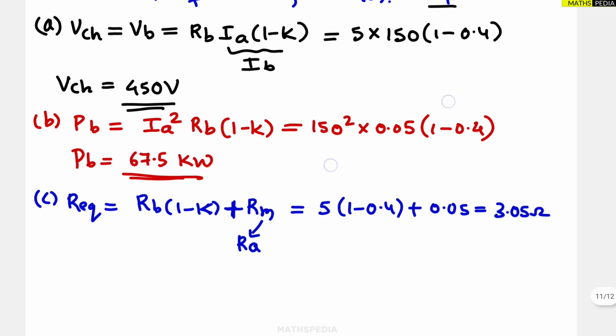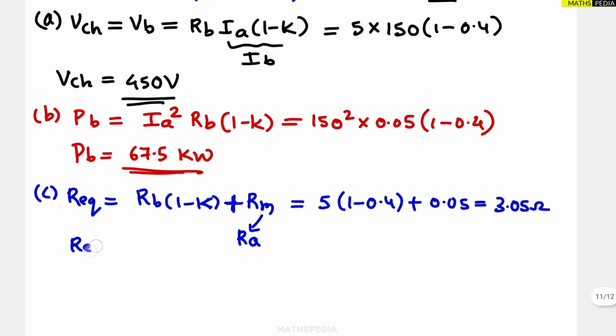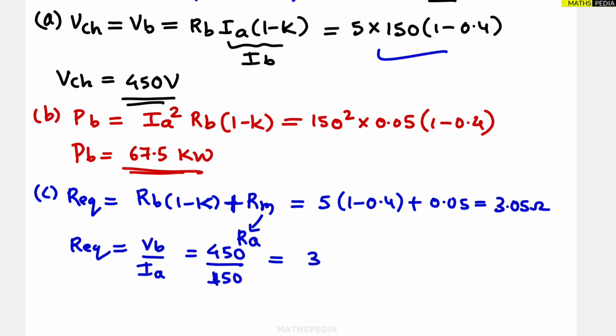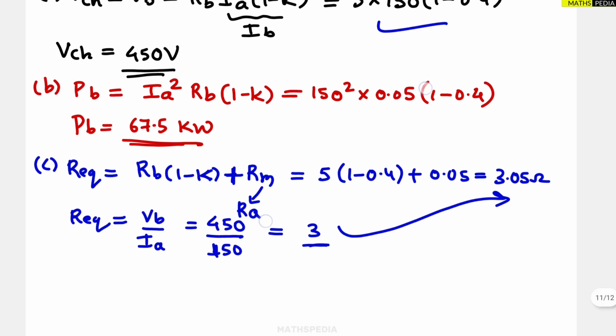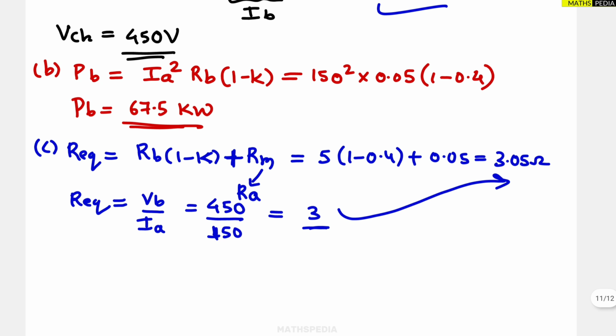Or you can apply one more direct formula: R equivalent is given by VB divided by IA. VB is what we calculated here, VCH is the same as VB, 450, divided by IA, 150. You will be getting 3. So approximately it is almost the same, 3.05 ohms and 3. So the C part is done. Either you can use this formula or this formula, anything is fine.